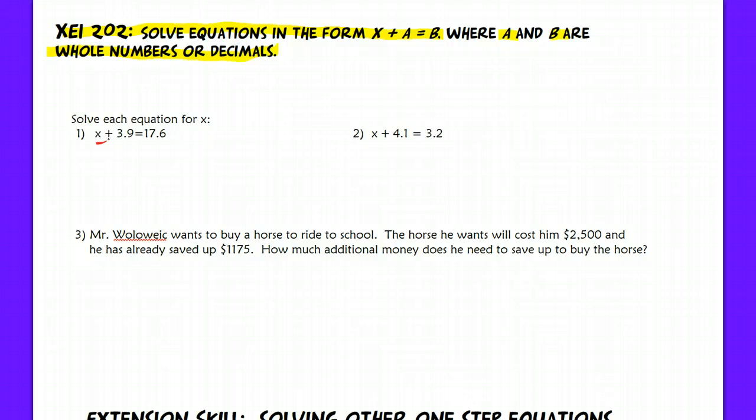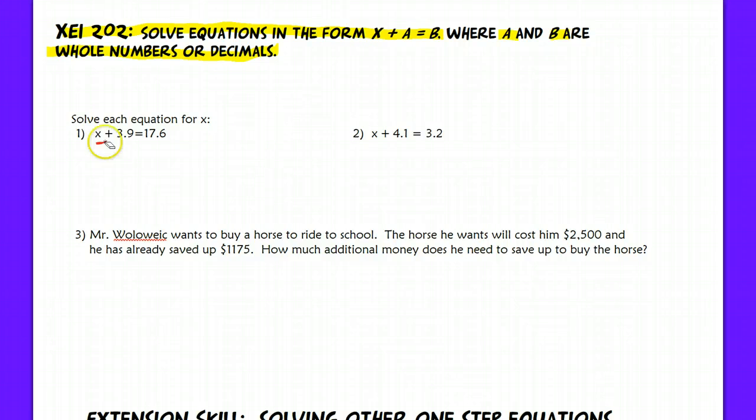So there's a couple ways that you probably have already done a question like this in the past. One way is you could have asked yourself, what number plus 3.9 will equal 17.6? Now this is kind of harder to do because you've got decimals here. If I were to say, x plus 2 equals 4, what number plus 2 would give me 4? I'm sure all of you could say, oh, that number has to be 2. Well, here it's a little bit trickier. We've got a decimal, and so it's not going to be quite as easy.